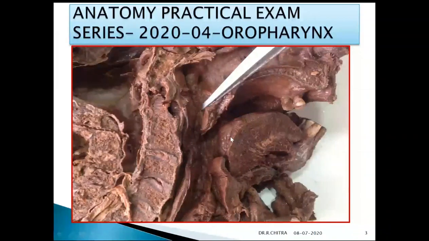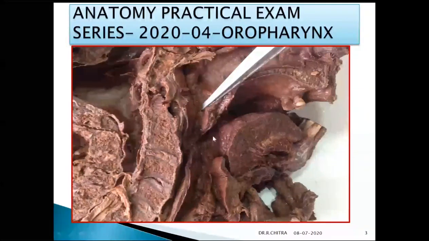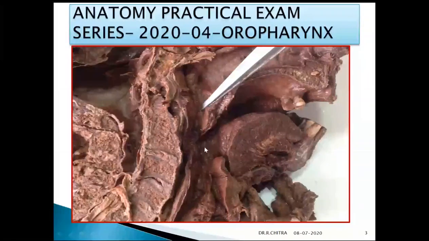The pharyngeal isthmus is closed during deglutition, so that the food will enter only the oropharynx and not the nasopharynx. That's the function of the pharyngeal isthmus. The oropharyngeal isthmus is also closed during deglutition, so that the food does not regurgitate into the oral cavity.